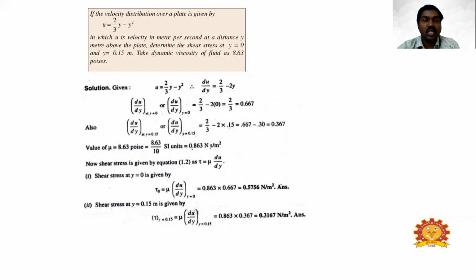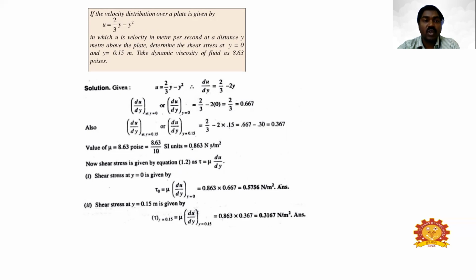For the next one, for the y condition, we are substituting the value of 2 by 3 minus 2 into 0.15. We get 0.667 minus 0.3, and we get an answer of 0.367. The mu value given is 8.63 poise. Poise we have to convert into SI unit, Newton second per meter square, so we have to divide it by 10. So we have a formula that is shear stress tau equals mu du by dy.